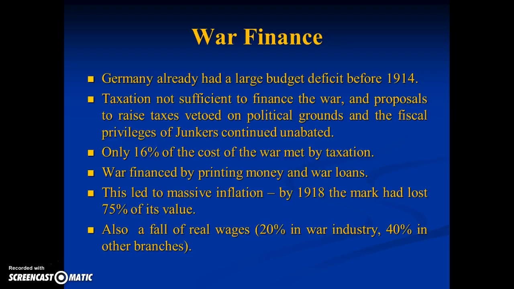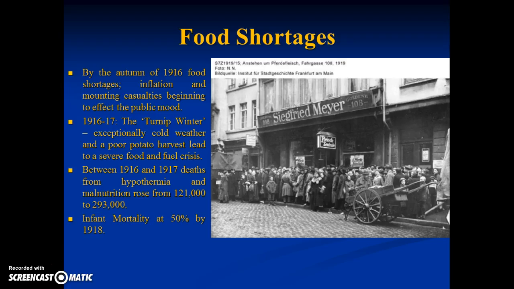It was financed through printing of money and war loans, which led to already massive inflation. By 1918, the mark had lost 75% of its value. So this was feeding into the problems that Weimar was going to face from 1918 onwards. And also there's a fall off of real wages, as we can see there.